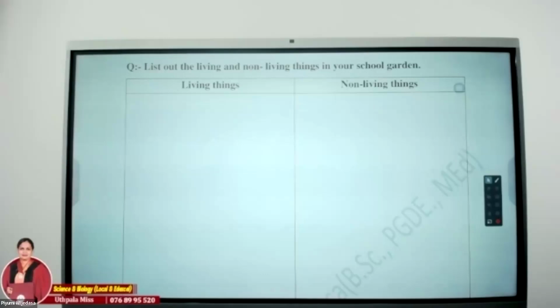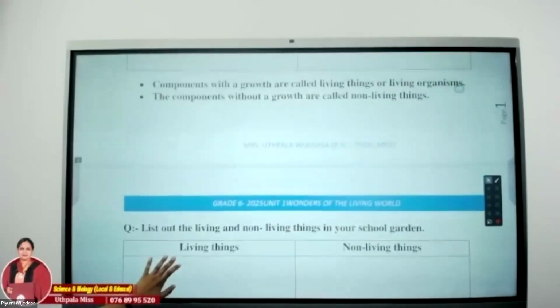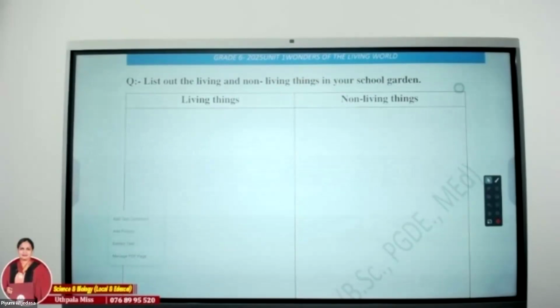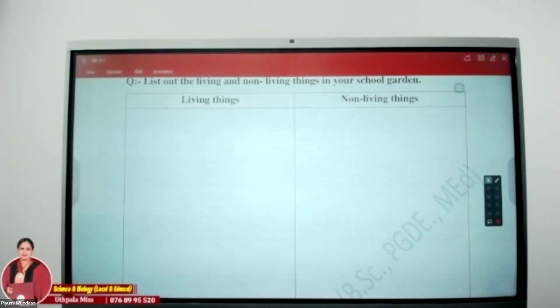Teacher, what is the question number? This is page number 2. I haven't put question numbers.